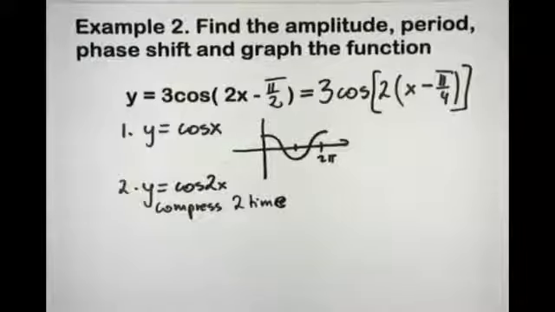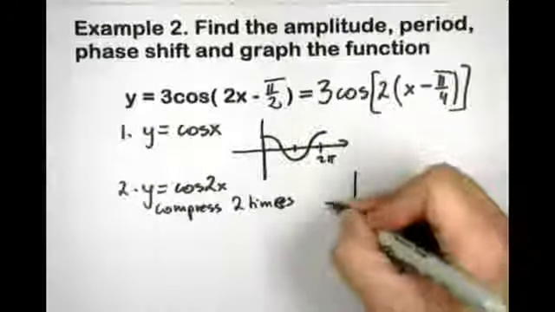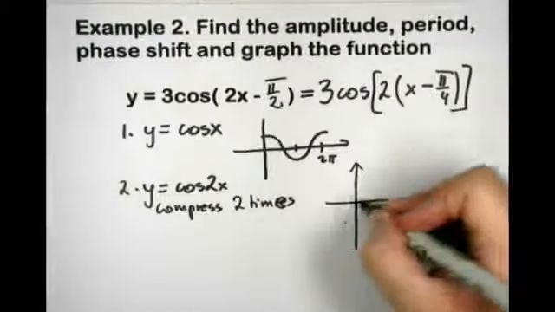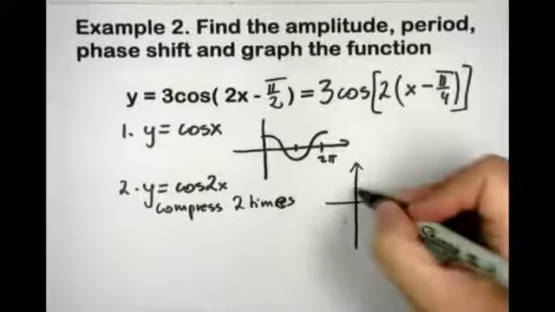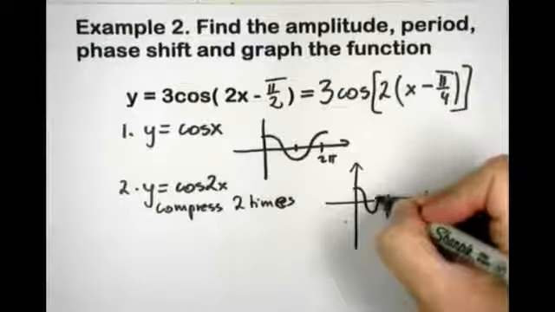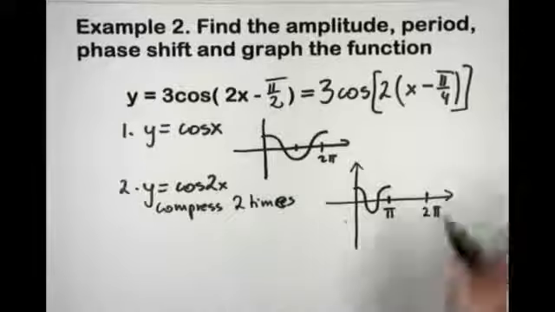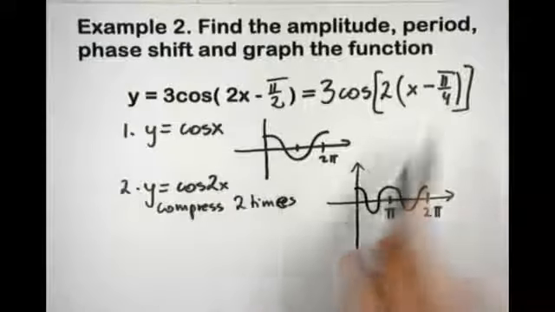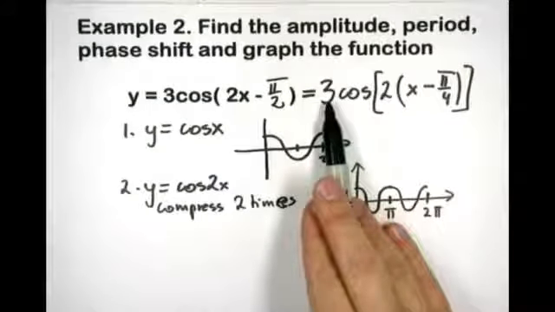Compressed 2 times, my graph will now be within 1 pi. Here's my pi, here is my 2 pi. Within 1 pi, I have the V shape. That means compress. And then within the other, I would have the other V shape. And then we don't subtract yet, because first is multiplication. So first we need to multiply.